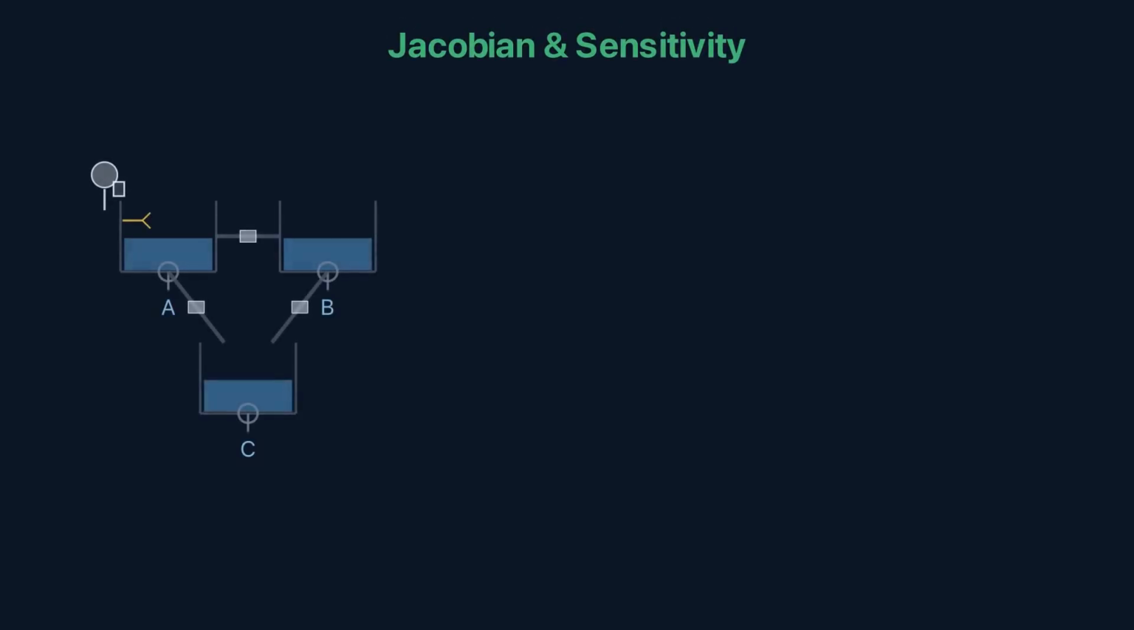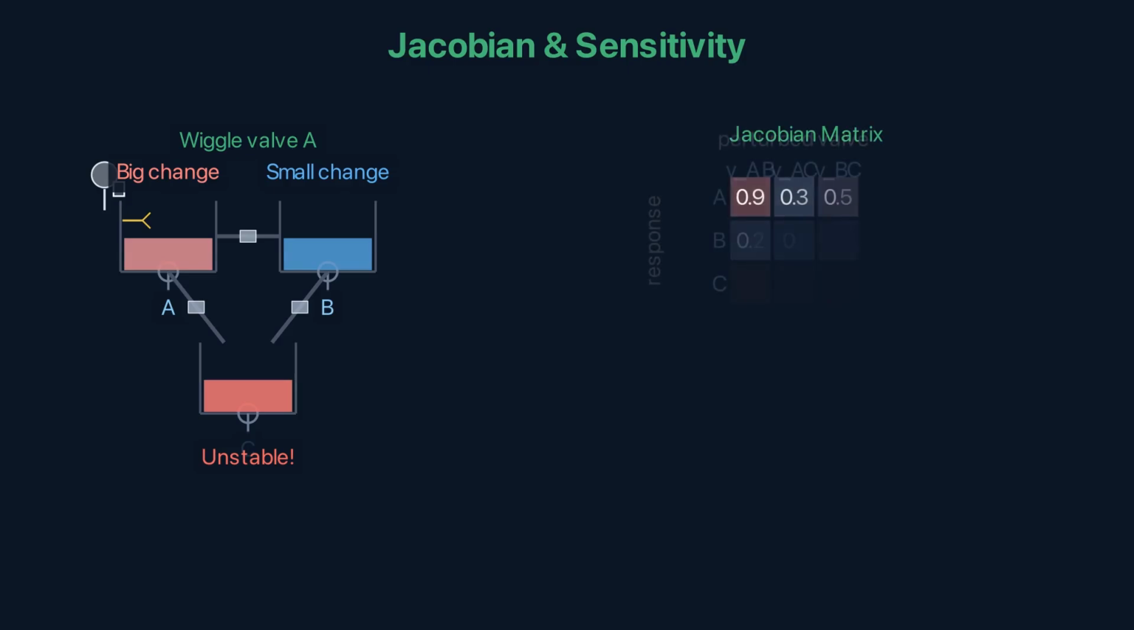Which pipes matter? The plumber wiggles each valve slightly and watches every tub respond. This is the Jacobian, a matrix of partial derivatives showing how each variable responds to each parameter. If wiggling one valve makes a distant tub oscillate, you've found a sensitive connection. Sensitivity analysis ranks every parameter by its influence on the outcome.